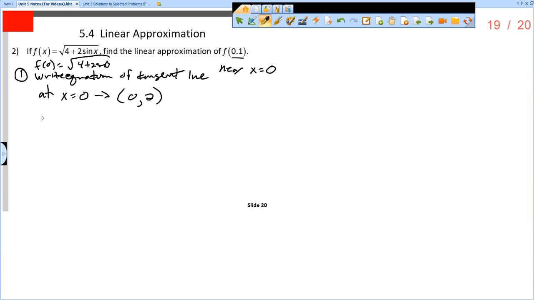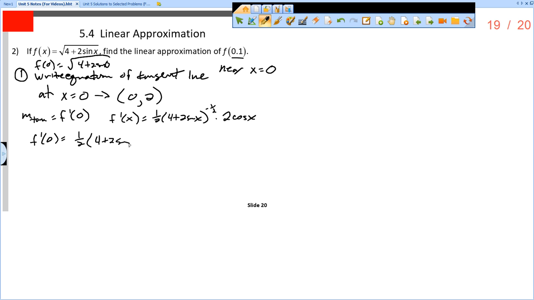So now we need the slope. All right, so the slope of the tangent line, remember, is going to be f prime of 0. And so we need to find f prime of x first. So the derivative of this would be 1/2 times (4 plus 2 sine x) to the negative 1/2 times the derivative of 4 plus 2 sine x, which would be 2 times the derivative of sine, which is cosine x. All right, so now we want to evaluate f prime of 0, right? So f prime of 0 is 1/2 times (4 plus 2 times the sine of 0) to the negative 1/2 times 2 times the cosine of 0.